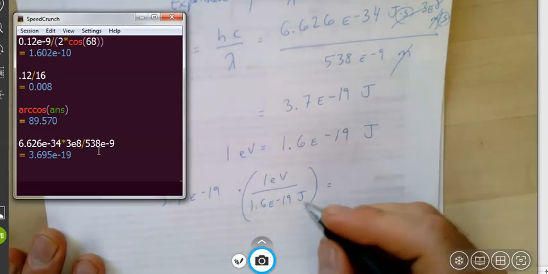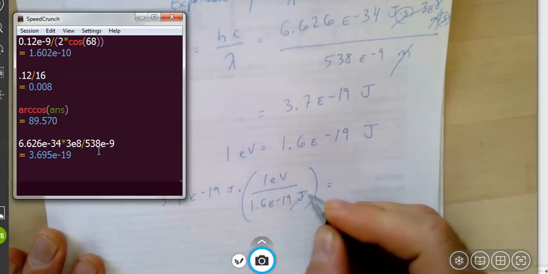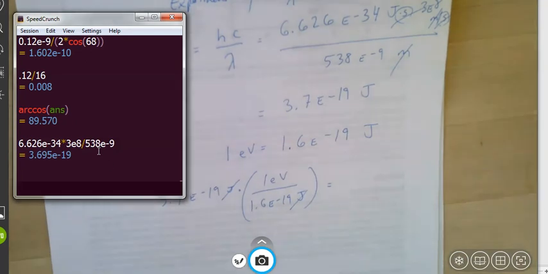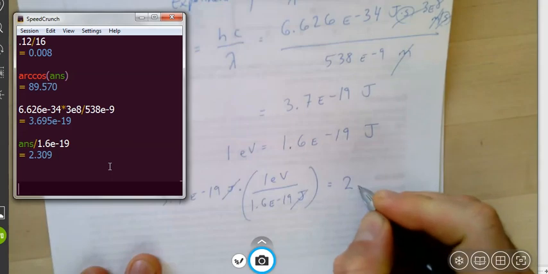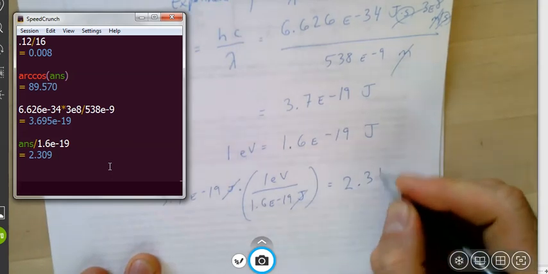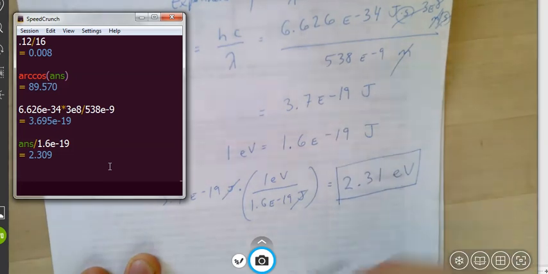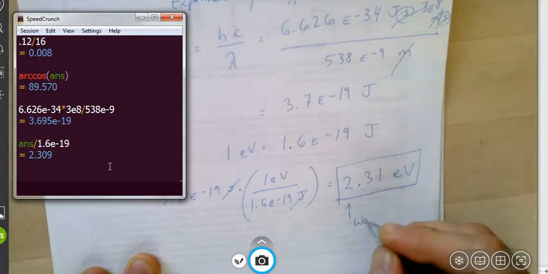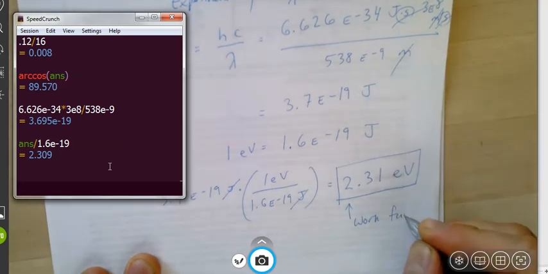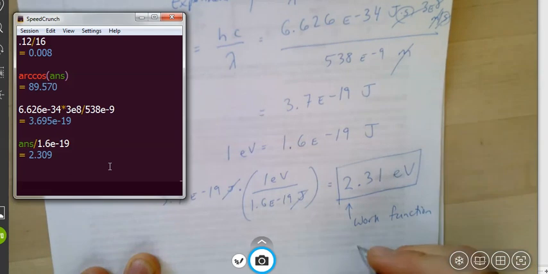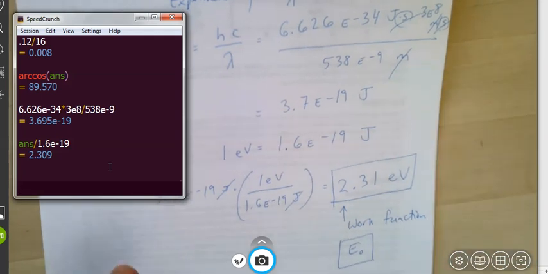I won't get into that detail right now, but the joules cancels out, and we can actually take this number and divide by 1.6 times 10 to the minus 19, and we get that it's 2.31 in our case, right? Electron volts, right? So this is going to be what we call the work function. Or in other words, E naught, right? Is what we're going to be calling this here. So the E naught is the work function.